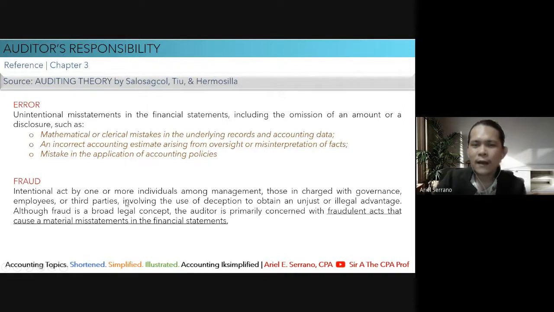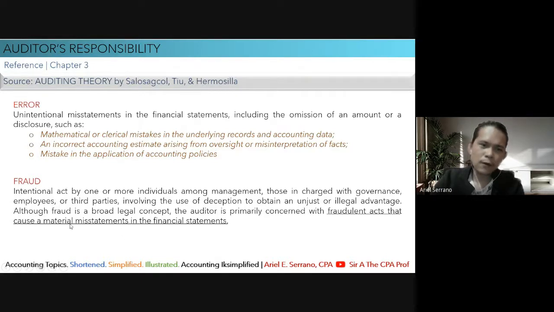Hindi lamang from one person or one employee, kung hindi, dumadaan yan sa mga levels or layers of management. From the staff to the top, maaring hanggang sa board of directors or sa mga managerial position, ang collusion na ito, no? Para makapag-commit ka ng fraud at maging successful yon.